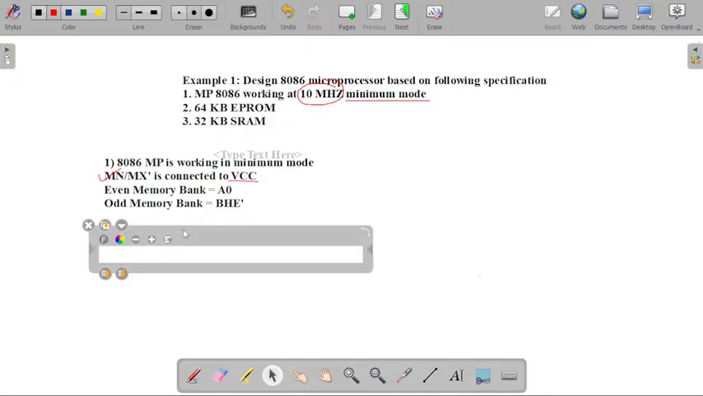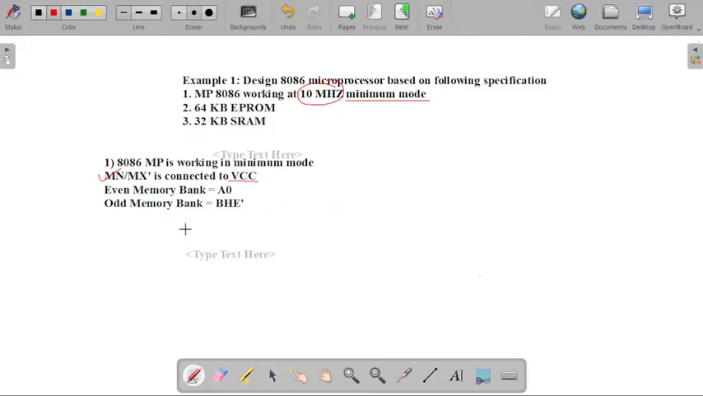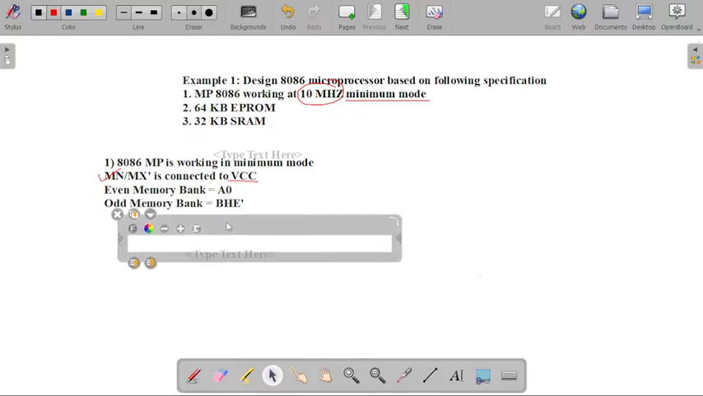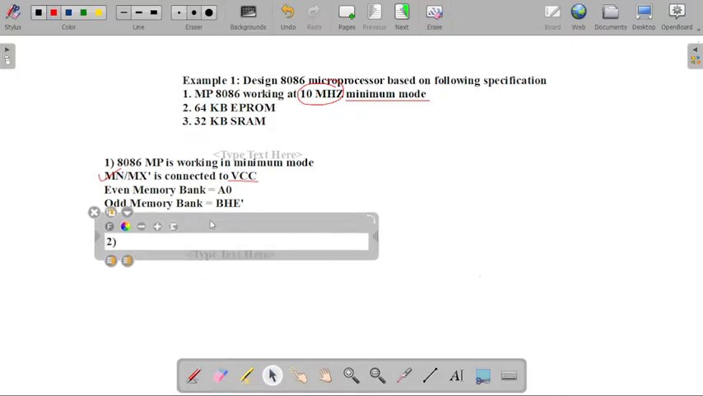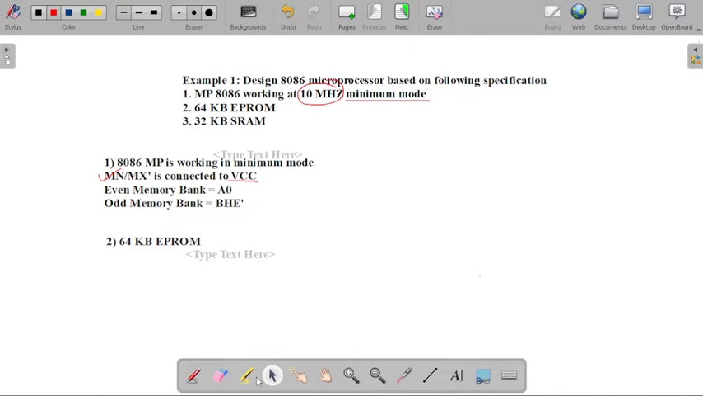In the second part, what is given in that example is that 64 KB of EPROM will be available. So this is called a 64 KB of EPROM. Here we have two types of memory banks available. Whenever we divide this 64 KB into two parts, we can write it as 32 KB and 32 KB.